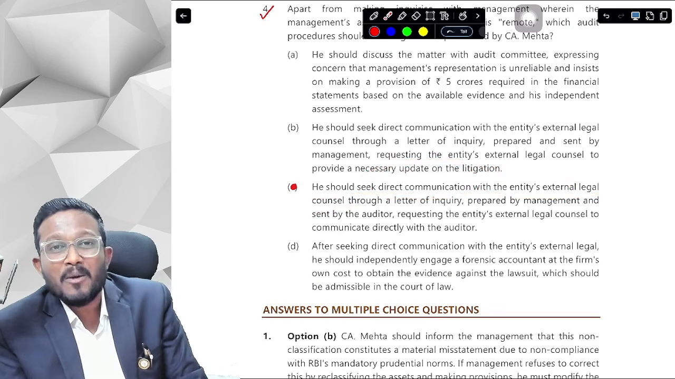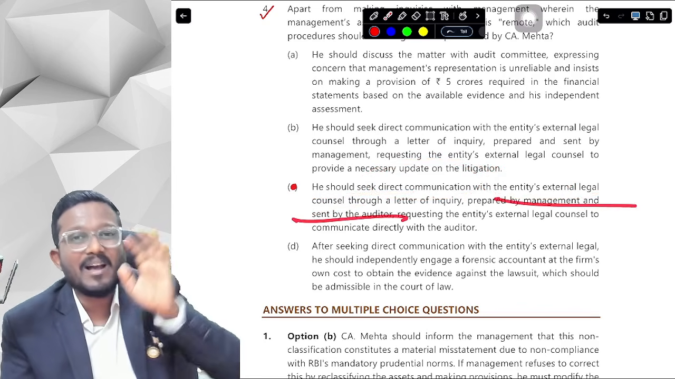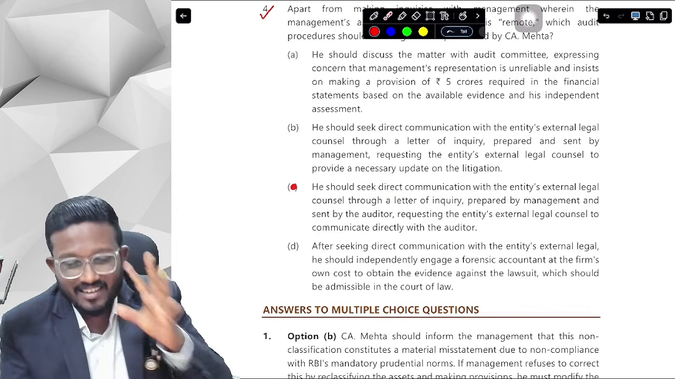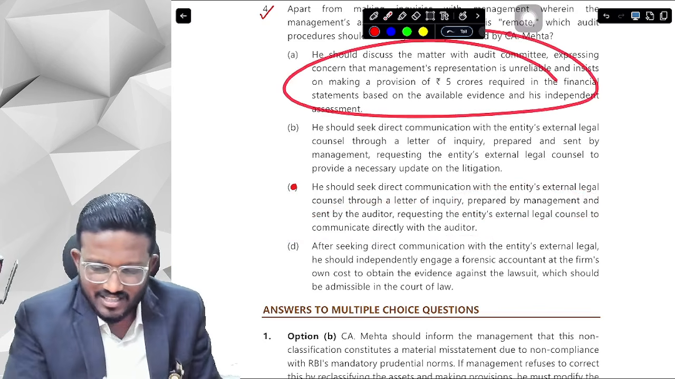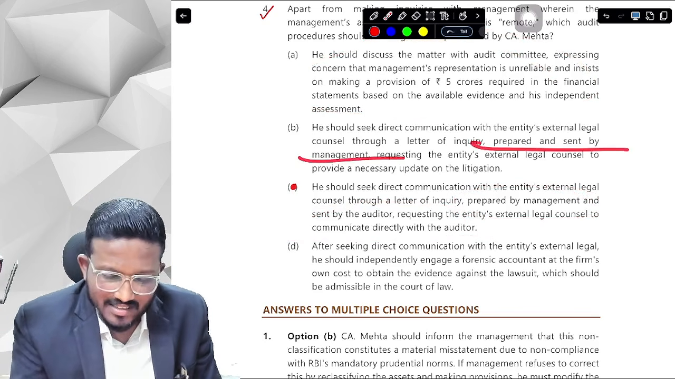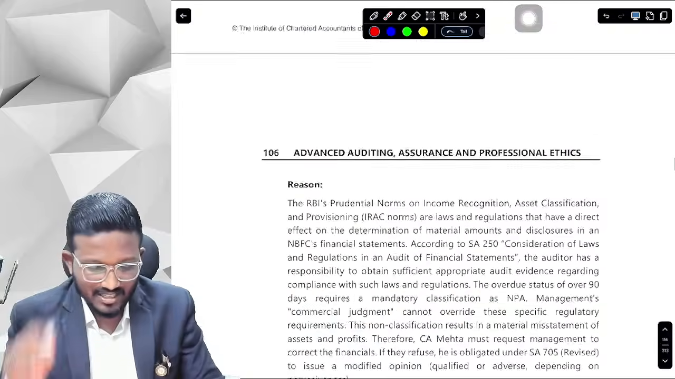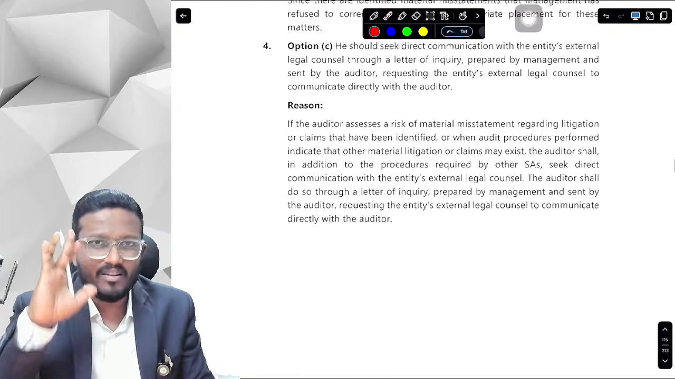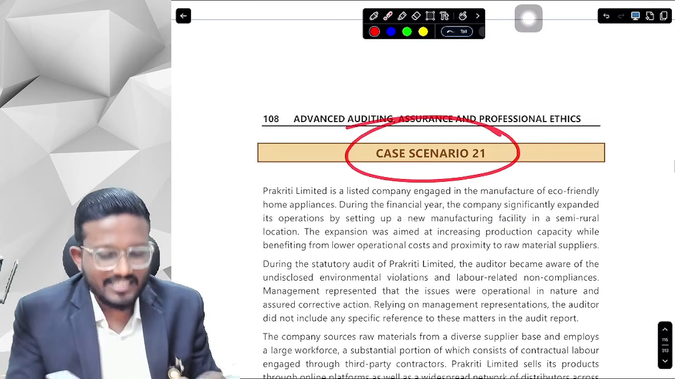How we will seek direct communication? Through a general letter of inquiry which will be prepared by management and sent by auditor, in which we are requesting the entity's external legal counsel to communicate directly with the auditor. Okay, yes sir. And other options are just time pass. Here it is written prepared and sent by management. No, it is prepared by management but sent by auditor. Okay, yes sir. This we have to do once we want to assess the outcome of litigation. Okay, yes sir. This was your case scenario number 20.